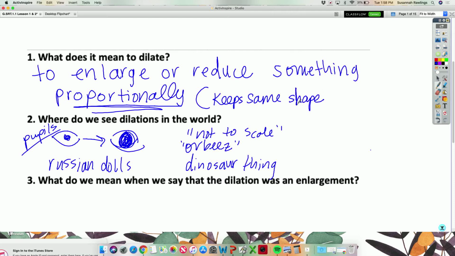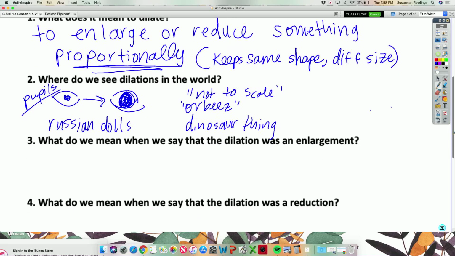So we said it's not rigid motion. So it is keeping the same shape, but what is it changing? Itself. Good, but different size. So the only thing changing with the dilation is the size. Okay, so we put in some of these real world examples.